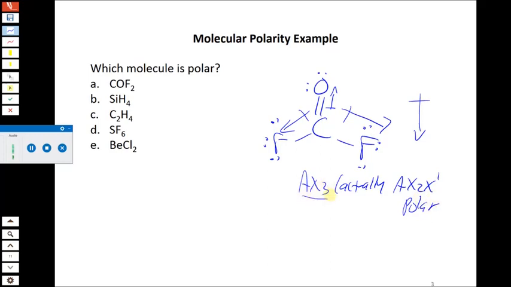So remember that this shortcut of AXE with no lone pairs, where you think, oh, it must be nonpolar, only works if all the X's are the same. In this case, they're not. So if you have two different outer atoms, typically they would be polar. Okay? So this one's going to be our polar one.